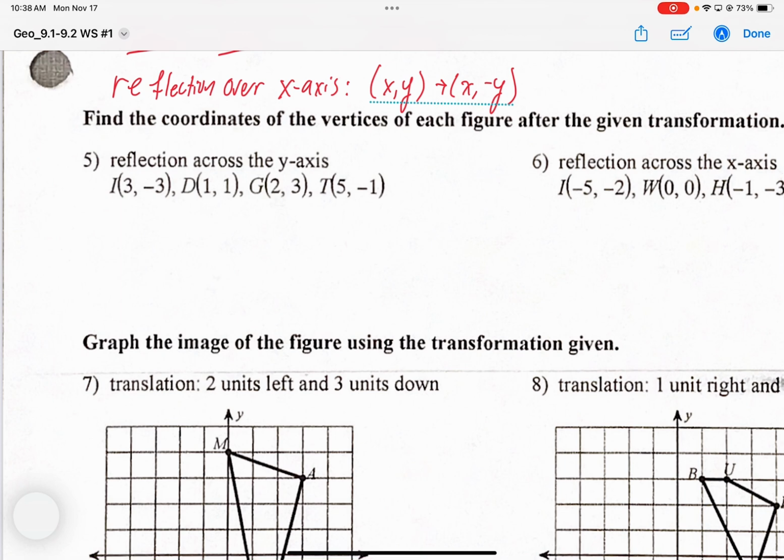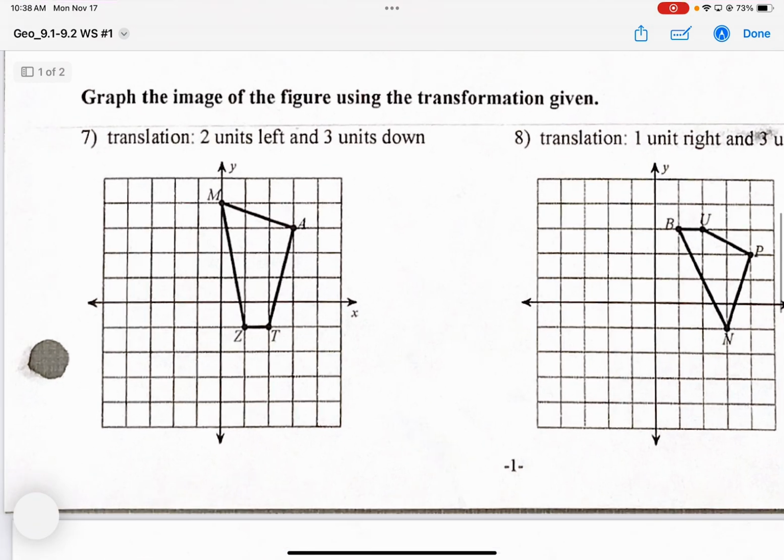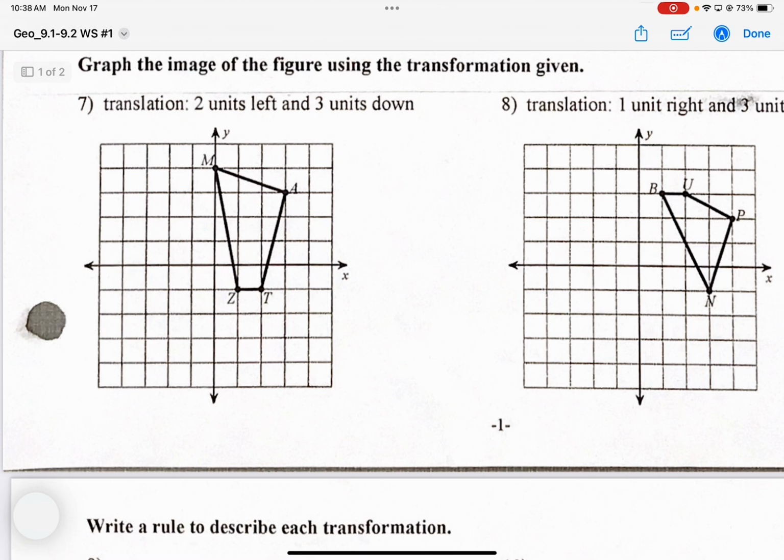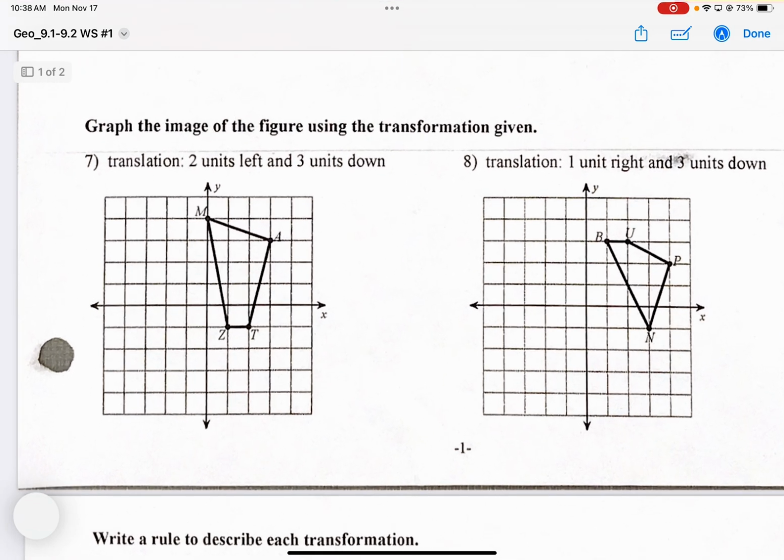It says reflected over the y-axis. What do I need to do to each one of my coordinates? Which coordinate changes, x or y? X, right? And what happens? Just change the sign, right? So if I change the sign of my x-coordinate, I would get negative 3, negative 1; 1, negative 2; 3, and then negative 5, negative 1 would be my new set of coordinates. Super easy, all right?